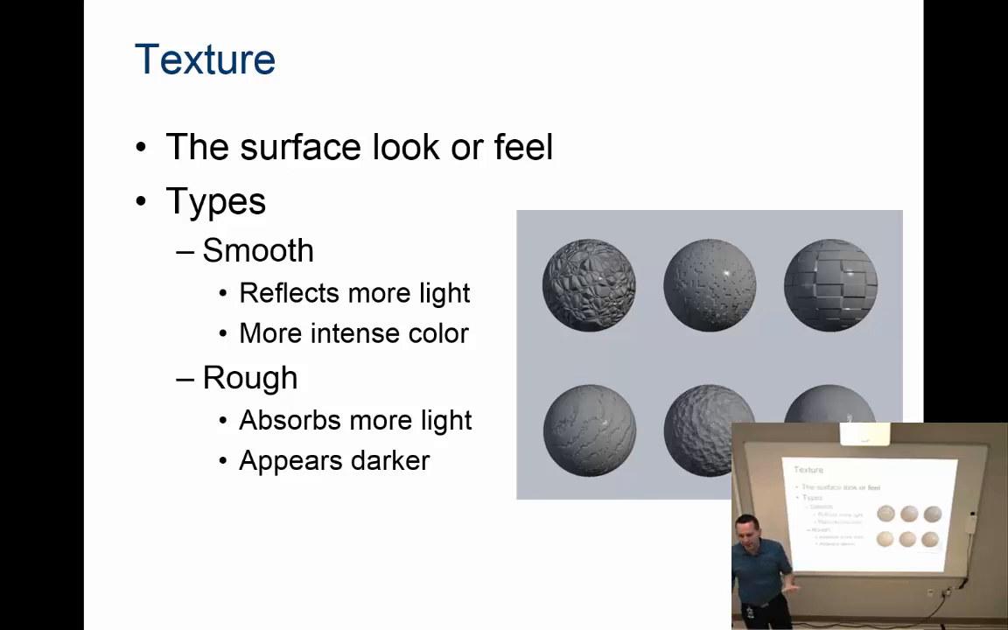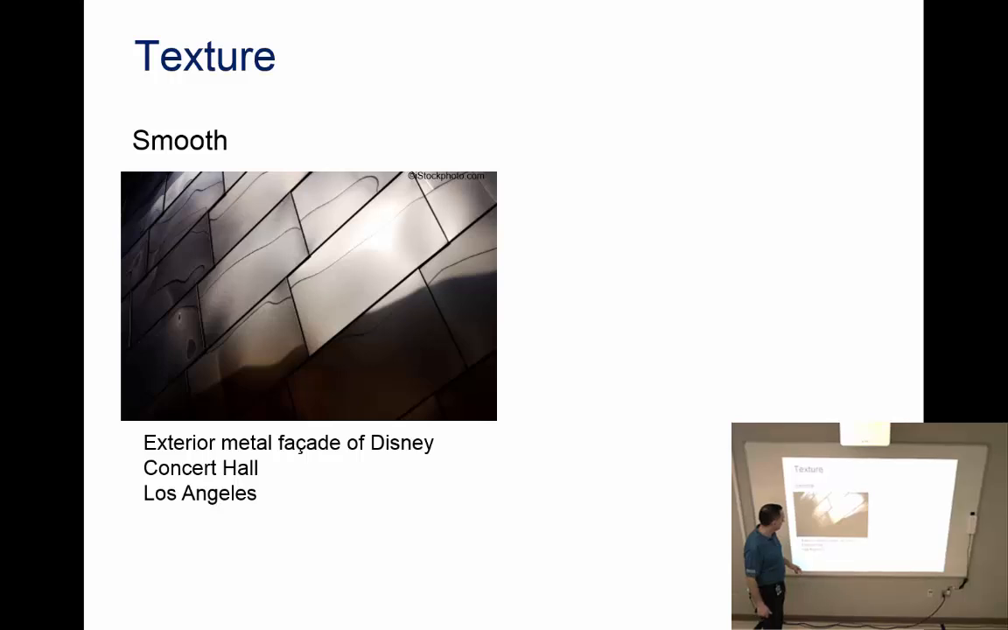And then the last element is texture. It has to do with the surface look or feel. We have two types: smooth, which is going to reflect more light, appear to be more intense in color, and we have rough, which absorbs more light and appears to be darker. So I can describe an element by its texture.